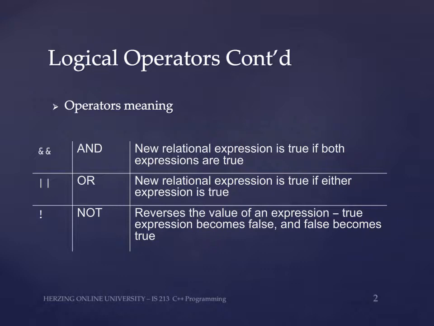Logical OR, the symbol is two vertical bars. X or Y. The operation is true if either X or Y are true, false otherwise. So at least one of them has to be true for the operation to be true. Logical NOT, the symbol is exclamation mark. For example, not X is true if X is false, or false if X is true. So it's the opposite of what X is.